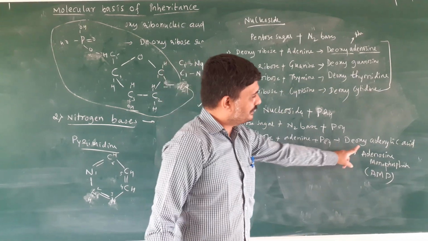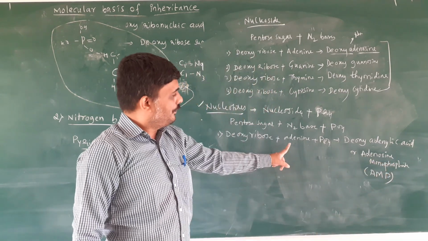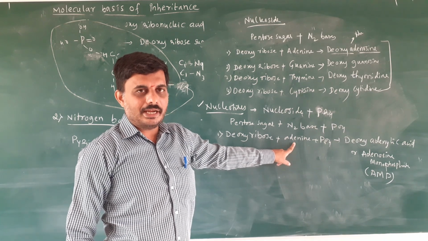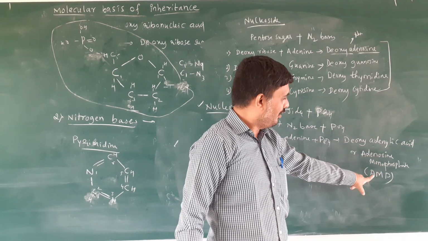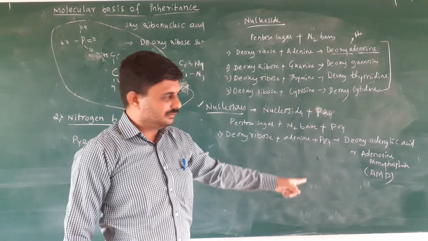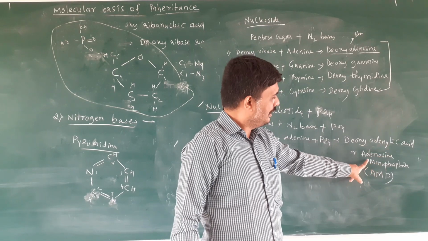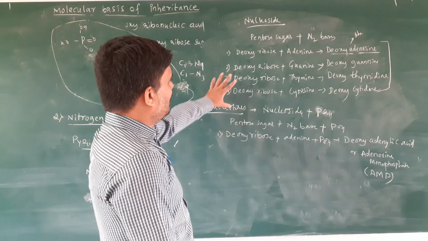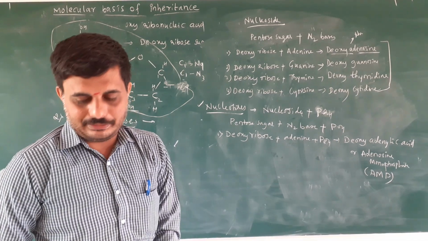Guanine attached, deoxyguanidylic acid or guanosine monophosphate. If thymine is attached, it is called deoxythymidylic acid or thymidine monophosphate. Cytosine attached, it is called deoxycytidylic acid or cytidine monophosphate. These are four nucleosides and four nucleotides.